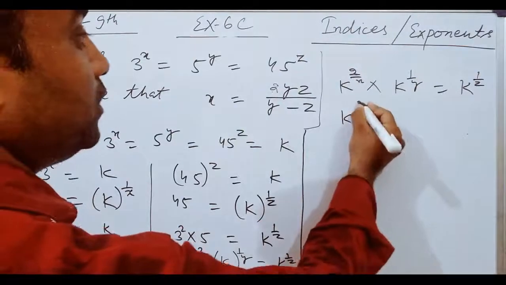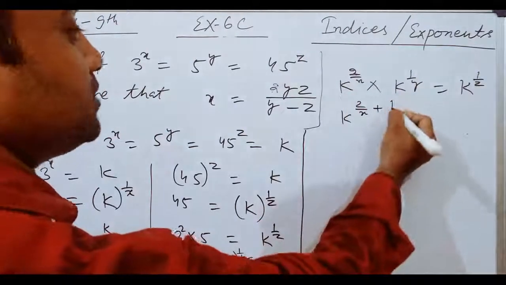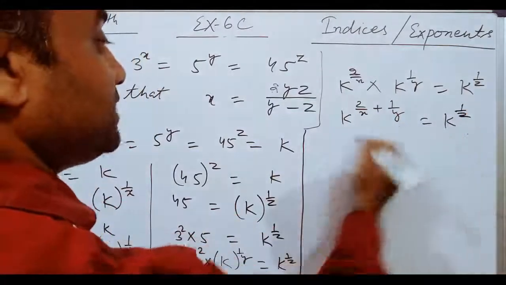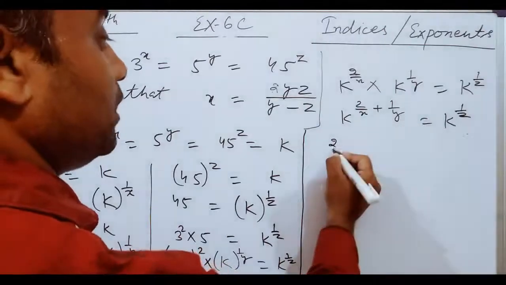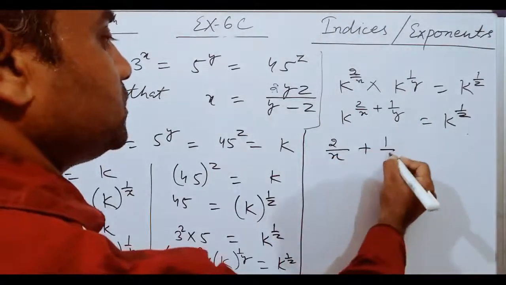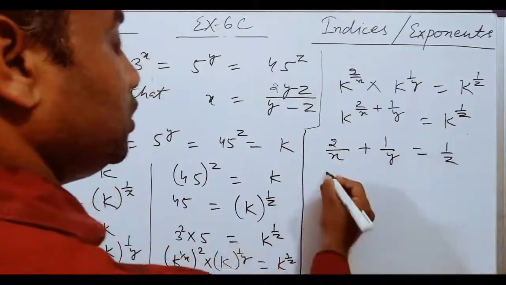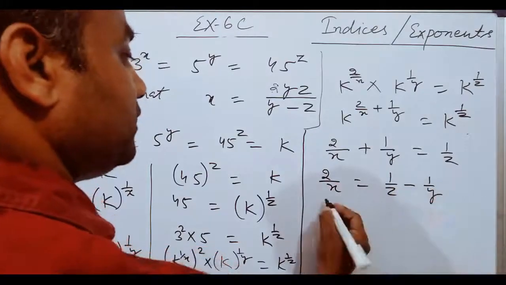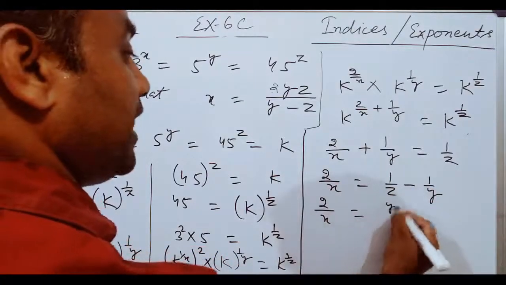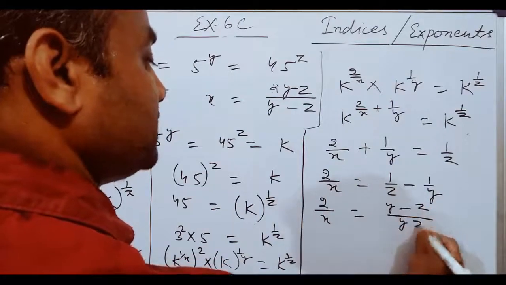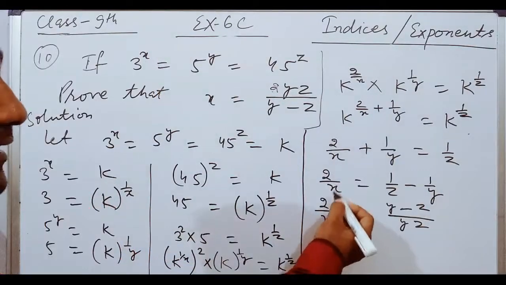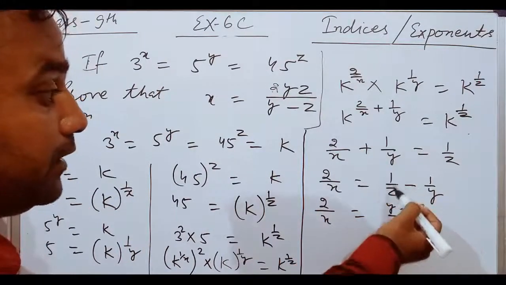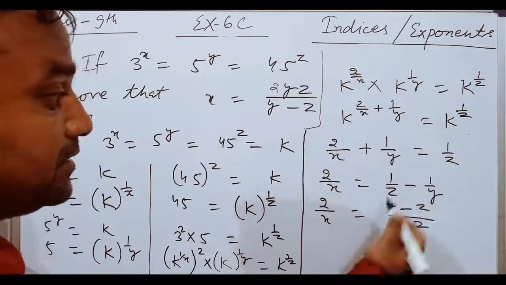So k to the power 2 upon x; in multiplication powers are added. Okay, 1 upon z. Base are same, so powers are equal. 2 upon x plus 1 upon y equal to 1 upon z. 2 upon x equal to 1 upon z minus 1 upon y. 2 upon x equal to y minus z upon yz. Yes, we'll write 2 upon x equal to y minus z upon zy or yz.